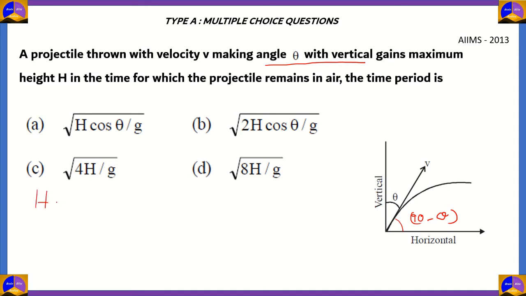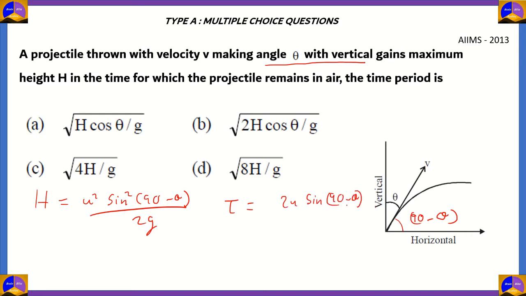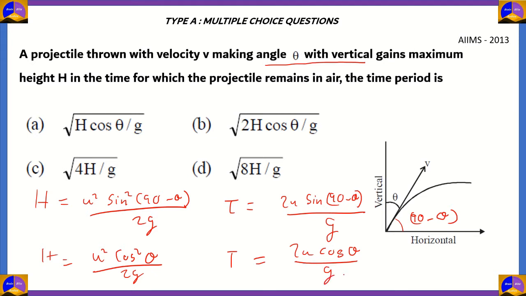So maximum height h is equal to u square sine square theta, which in this case is 90 minus theta, divided by 2g. And time period is equal to 2u sine theta, which in this case is 90 minus theta, divided by g. So the value of h will be u square cos square theta divided by 2g, and the value for time period will be equal to 2u cos theta divided by g. Let's consider this as equation 1 and this as equation 2.